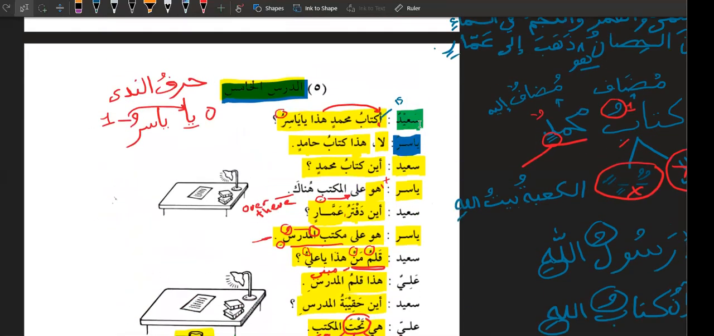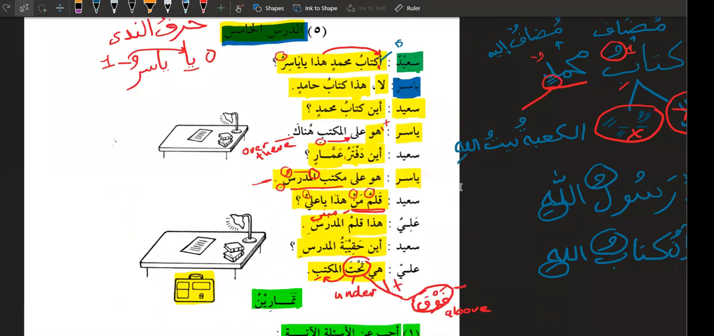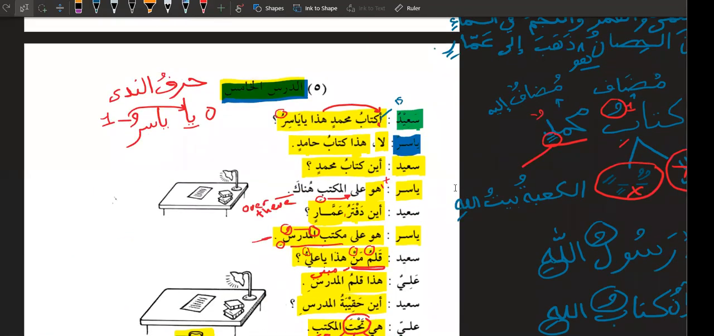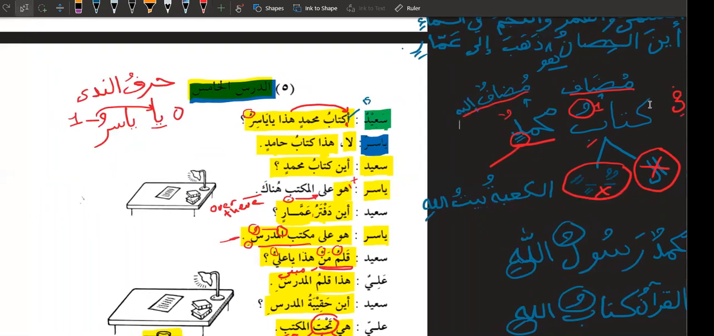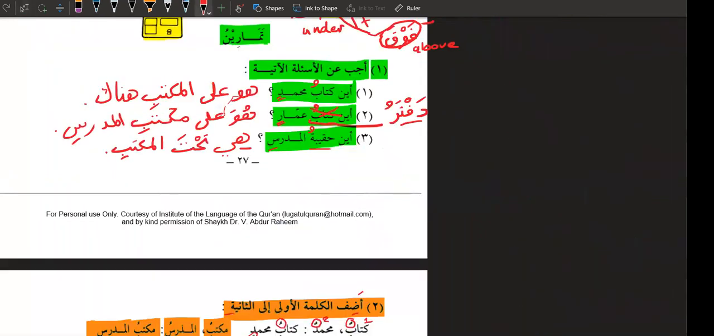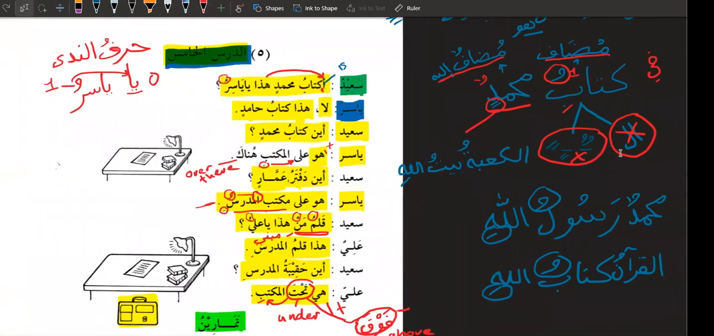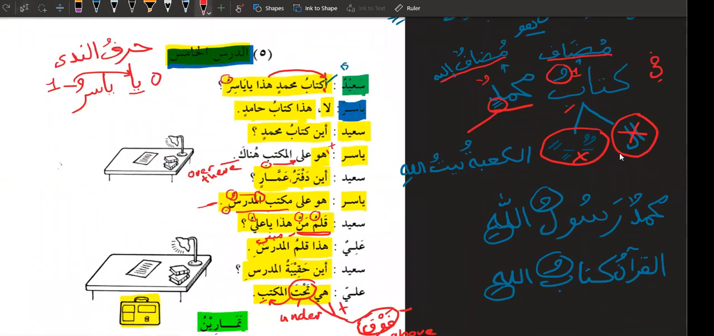Okay, so just a recap. We've covered mudaf and mudafun ilay. Mudaf, literally, is the possessed, the thing that is owned, and mudafun ilay is the possessor or the owner. Remember, we said it has two rules. Mudaf never takes alif and lam, and it never takes tanween.